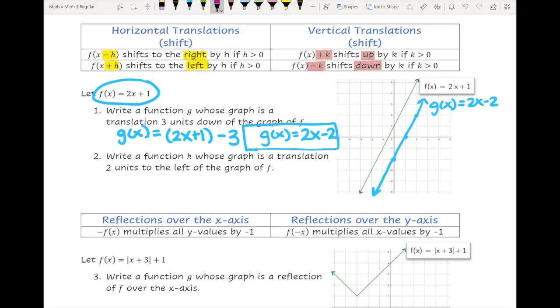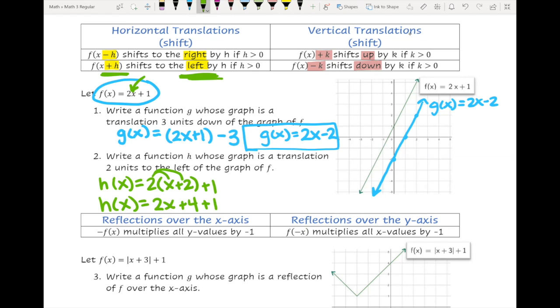All right, so for number 2, it says write a function h whose graph is a translation 2 units to the left of the graph of f of x. Because it says 2 units to the left, that means I do have to add this number in the parentheses with the x. It's an h function, so we will do h of x equals 2 times x plus 2 plus 1. So to simplify this down, we are going to get 2 times x and 2 times 2. It's distributed to both. So we got a 4 here, still with a plus 1 on the end there. So our final h of x function is 2x plus 5.